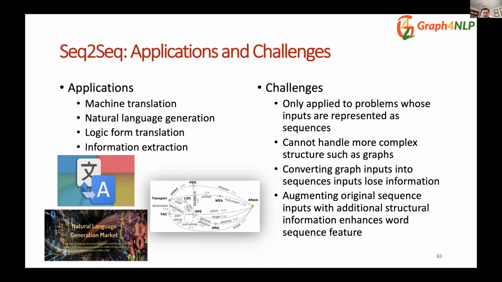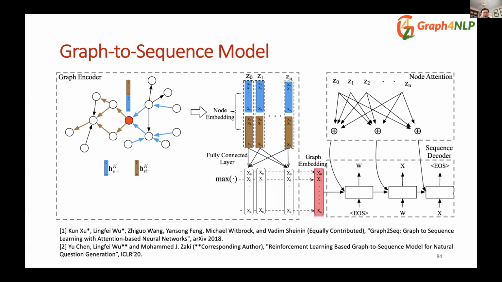And the second thing: if you already have a graph input and you want to use the sequence model, you have to convert the graph input into a sequence. That will definitely lose information. The only possible situation is that, as we mentioned, there are so many ways to augment the original sequence with additional structure information, and that will definitely enhance the sequence feature. So here we introduce the first model, called the graph-to-sequence model.